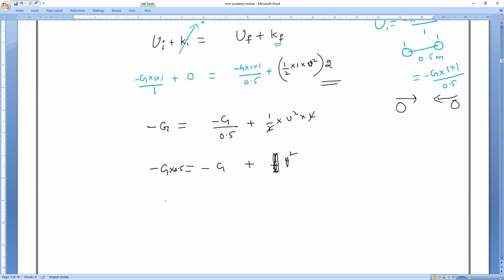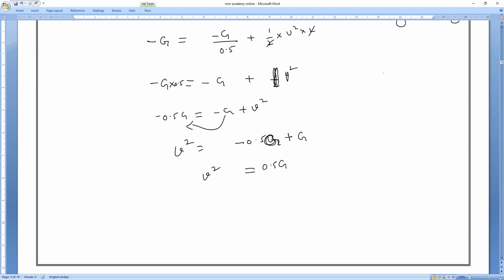Minus G into 0.5 G minus, which equals minus G plus v square. So v square equals minus 0.5 G, and minus G comes to this side and becomes plus G. So 0.5 G is remaining. That is v square.